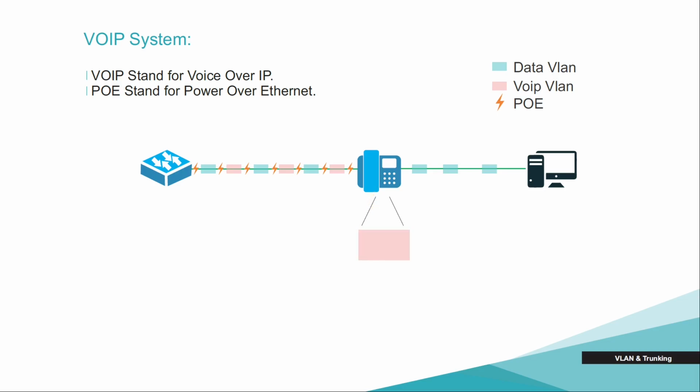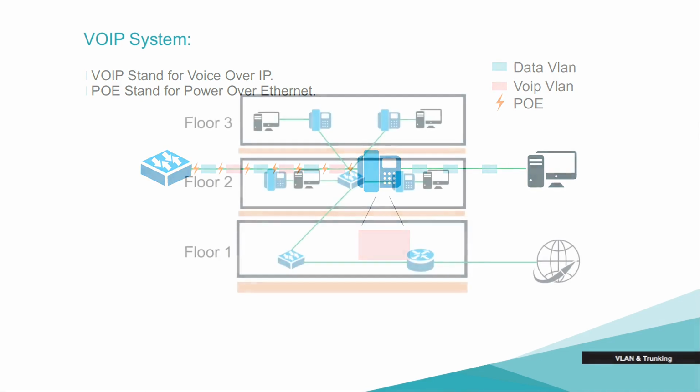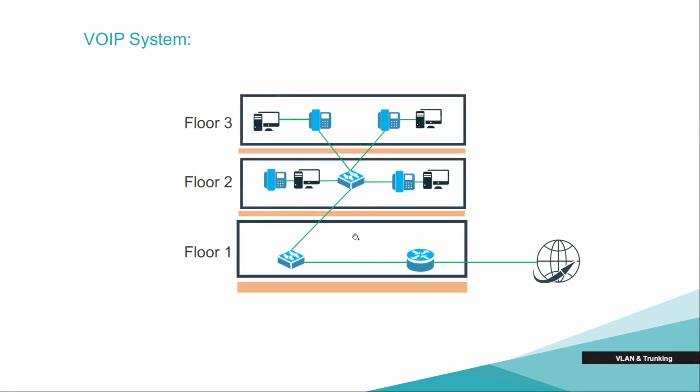So our phone will open the VoIP data and read it, and for regular data, the phone will forward this data to the PC. And this is an example of the modern VoIP system. As you can see, it's very simple compared to the classic phone system.